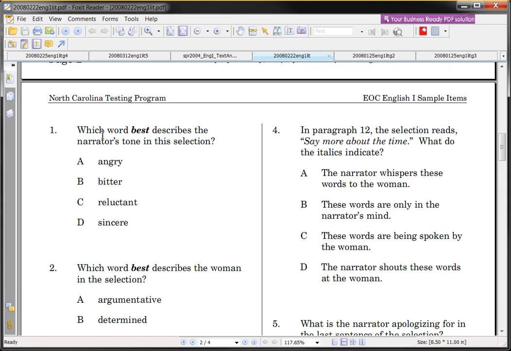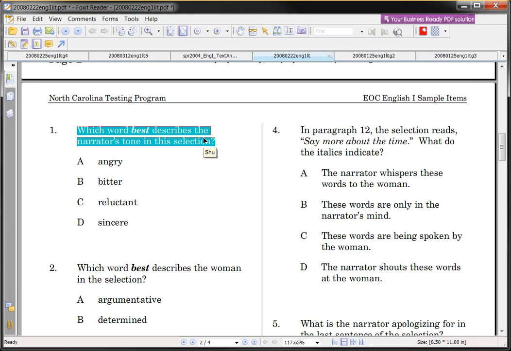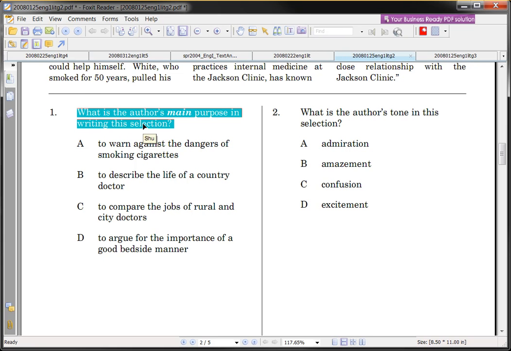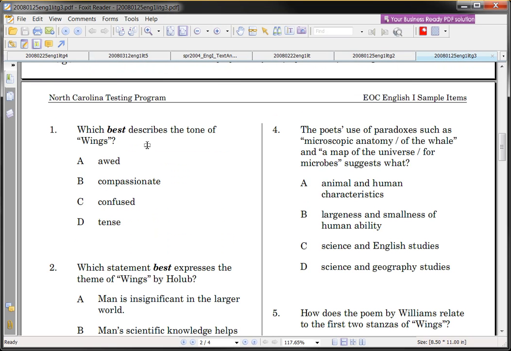Let's take a look at the next one. Best describes the narrator's tone in the selection. Okay. Let's take a look at the next one. This is the first question for each of these 5 different textual analysis sections. What is the author's main purpose in this writing selection? Or in writing this selection? The next one. Best describes the tone. Alright. I think what we've seen here is some of the favorite plays of the team on the other side, right? Are we getting this?